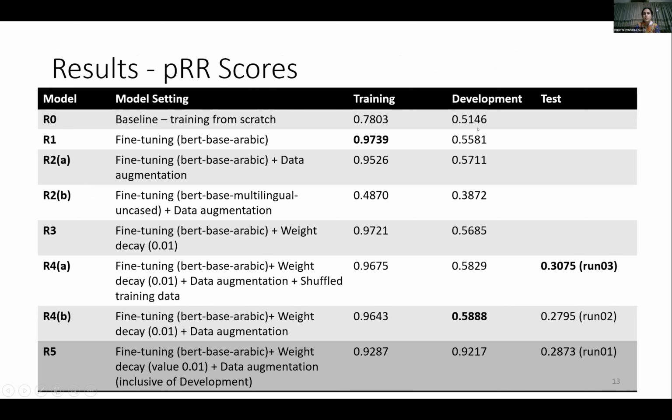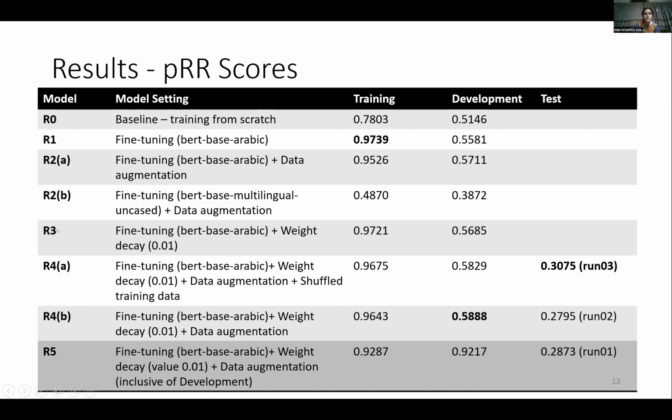As you can see, it did not do well on the development data set, and not even on the training data. So we used fine tuning using BERT-based Arabic as the pre-trained model, and we found it to be doing so well on the training data, but not much improvement in the development data. So some overfitting was there. To improve that, we applied the data augmentation and weight decay techniques.